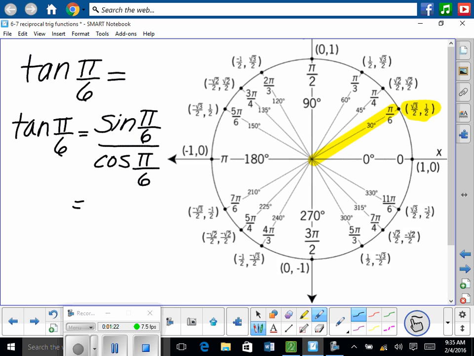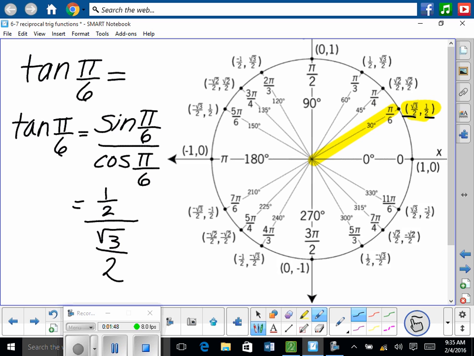What is sine? Sine are our y values, you guys, right? 1/2. So we have 1/2 on top. And divided by, on bottom, we have cosine at pi/6, which is our x values. So on bottom, we have the square root of 3 over 2. Now today there's going to be a ton of algebra involved, and some of your algebra is still a little rusty, so just pay really close attention to what I'm about to say.